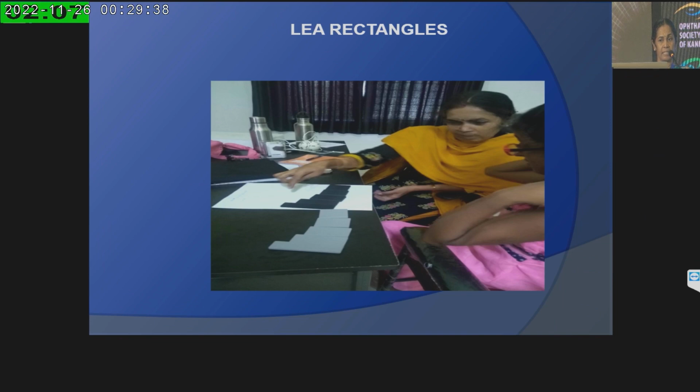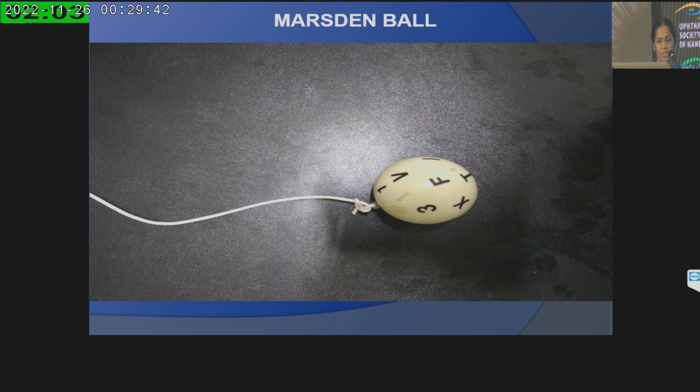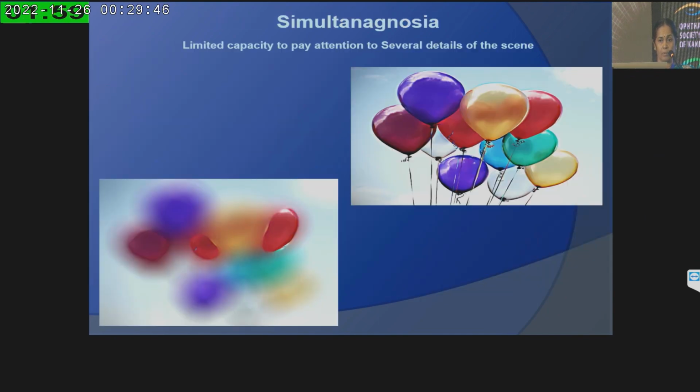This is rectangles, where the size of the object is assessed, whether the child can appreciate it. Then Marsden's ball for the parietal lobe. And this is simultanagnosia. Some children will not be able to see many objects in a classroom or in some hall. So you should keep 10 objects on the table and ask the child how many things he can see. Sometimes he may be able to see only 3 to 4 objects.